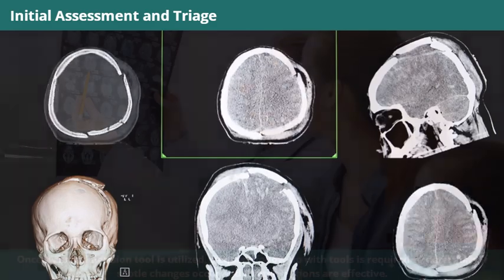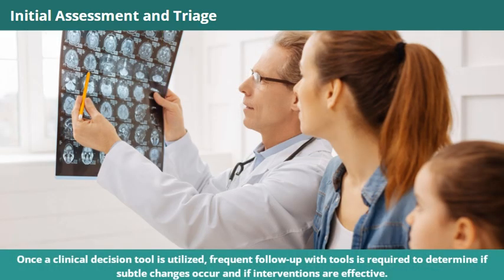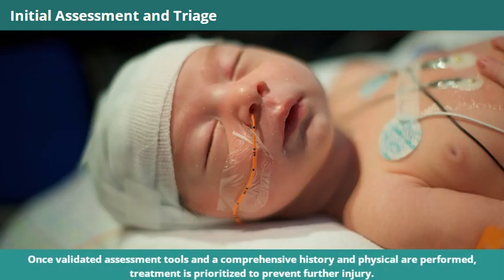course of management. Once a clinical decision tool is utilized, frequent follow-up with tools is required to determine if subtle changes occur and if interventions are effective. Once validated assessment tools and a comprehensive history and physical are performed, treatment is prioritized to prevent further injury. These actions all occur concurrently.